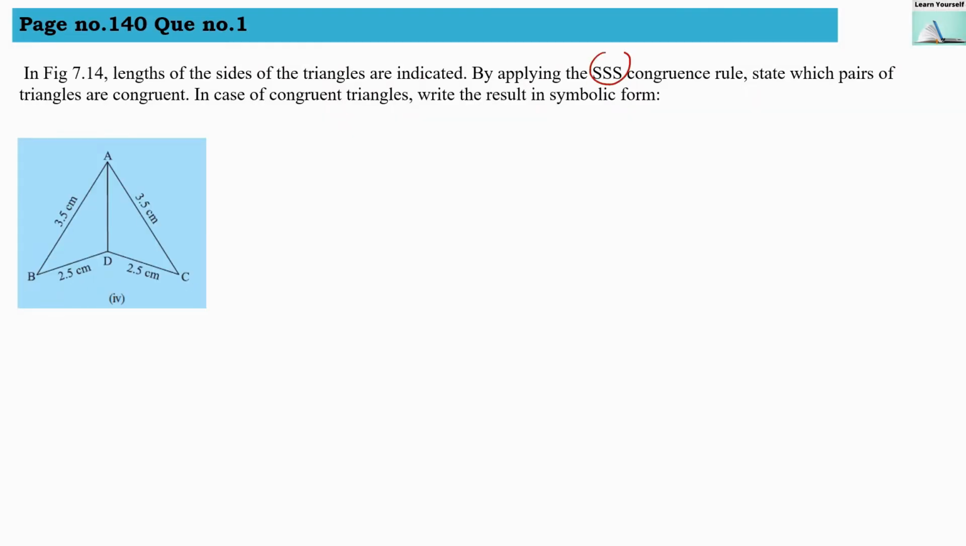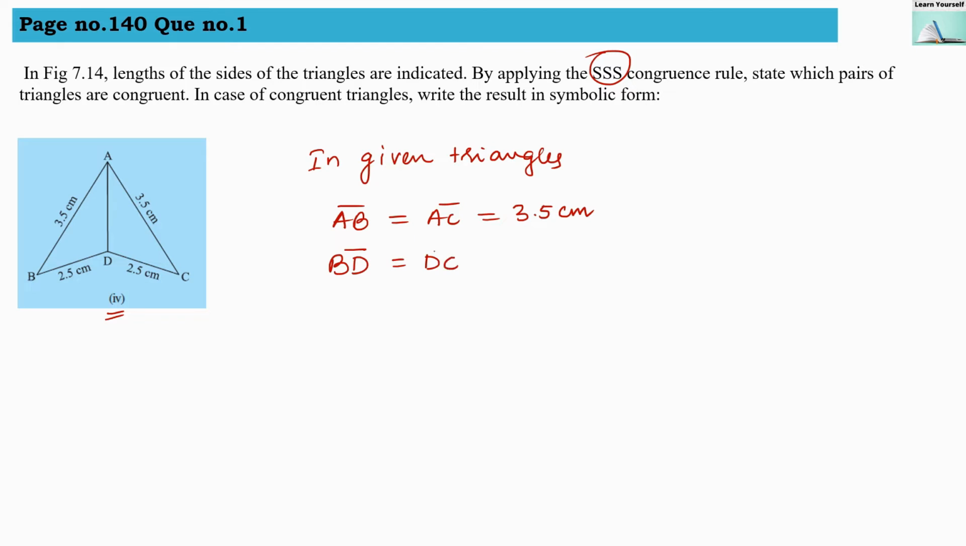Here we are proving SSS congruence rule for the fourth numerical. So in given triangles, AB is equal to AC, as they both have 3.5 cm measure. Then BD is equal to DC, as they both are 2.5 cm. And AD's measure they have not given, but AD is the common arm between both the triangles. So AD is equal to AD, as it is the common arm. So here three sides are equal, and that's why these two triangles are congruent with each other.